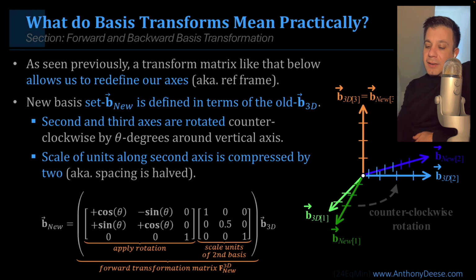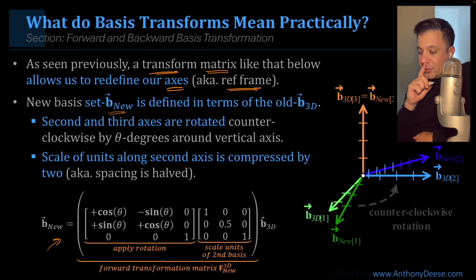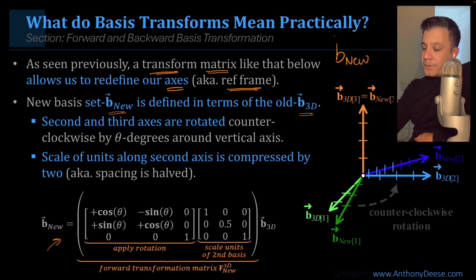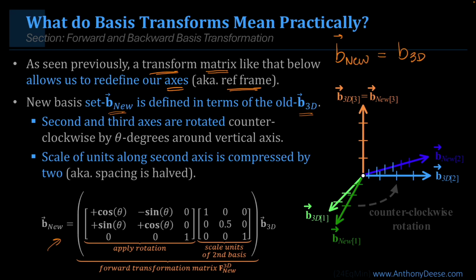So, as seen previously, a transform matrix like that below, right here, allows us to redefine our axes or our reference frame. And so here we have a little bit of an example. Again, we're using rotation. So a new basis set, which I'm calling B sub new, is defined in terms of the old, which is B sub 3D. And so we already know how we're going to have to name our forward transform matrix, right? Because if we have B new times B 3D, that means that our transform matrix will be F 3D, new, if we're sticking to that same notation.